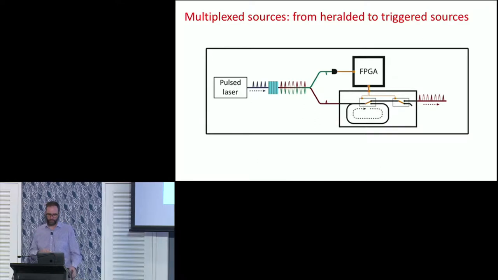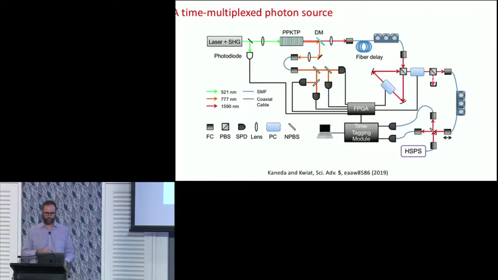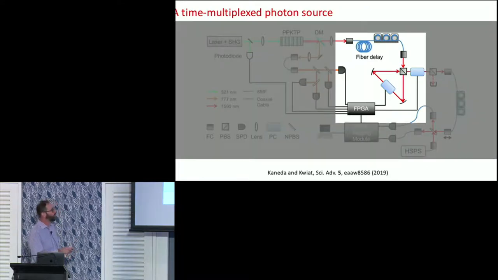And this isn't only hypothetical. There's a group, Paul Kwiat's group at the University of Illinois, who have done exactly this. The experiment looks rather complicated, but we can focus in on the key part here in the middle. This loop here, this triangular loop, is the storage loop for the photons. Here's the detector that heralds the presence of it. A photon is switched into this loop, and then at the end of the clock cycle, it can be switched out with high efficiency and high fidelity.